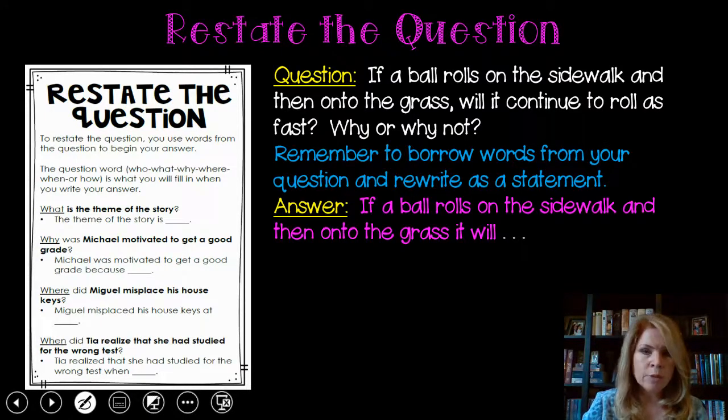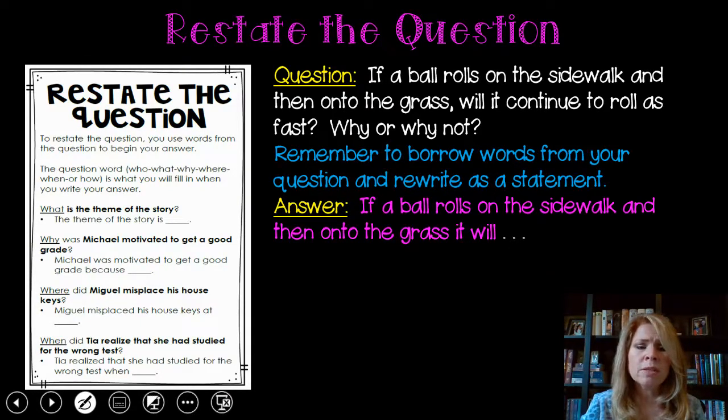So some of the examples that they give us is, what is the theme of the story? And in bold print, those are the words that are being borrowed and put as a statement to start our question. So what is the theme of the story? The theme of the story is, and that's when we explain the what. Why was Michael motivated to get a good grade? Michael was motivated to get a good grade because, and then we explain our why.